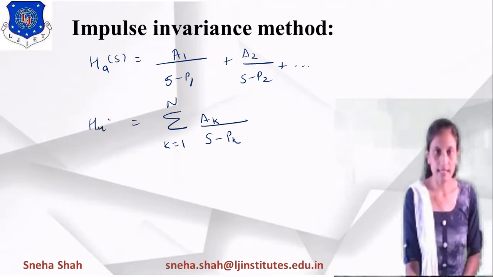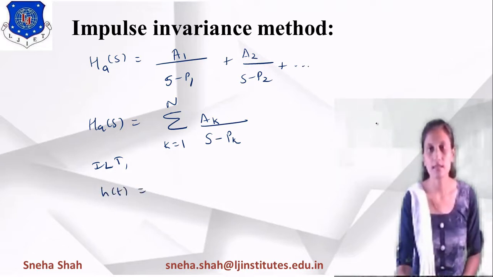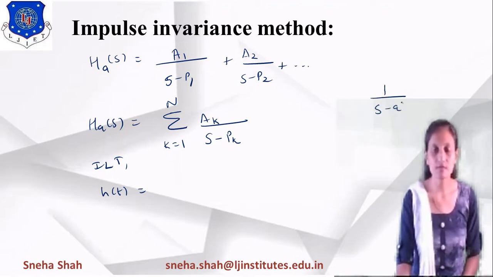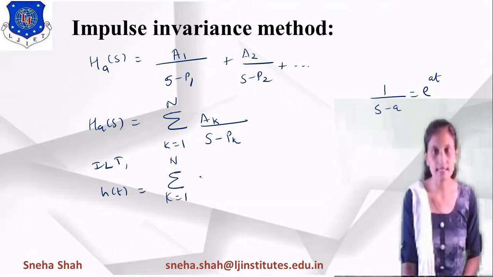Now if we take the inverse Laplace transform of this, it gives h of t. If we take 1 upon s minus a, what is its inverse Laplace transform? As you know, it is e raised to at. Applying this rule here, the inverse Laplace transform is the summation k equals 1 to n of A_k, which remains as it is, times e raised to p_k t.